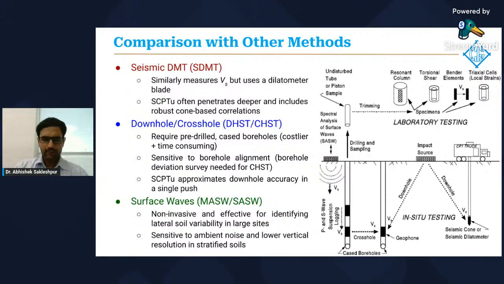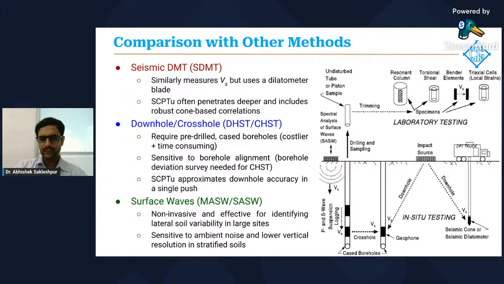Coming to seismic waves such as MASW, SASW, which you see over here, these are non-invasive and are effective for identifying lateral soil variability in large sites. So they can cover a large extent of soil in the lateral direction. However, these tests are sensitive to ambient noise and sometimes have low vertical resolution in stratified soils. All these are in situ tests.